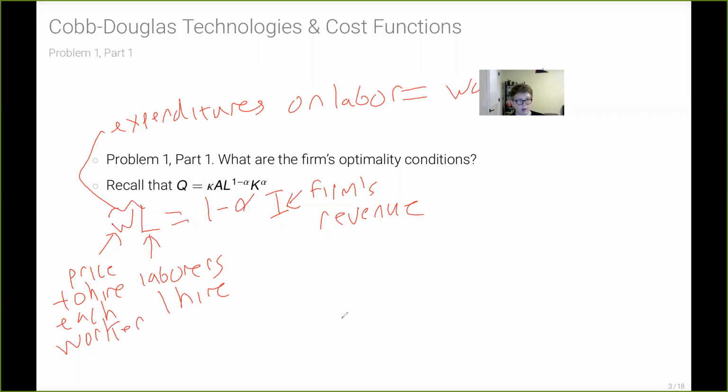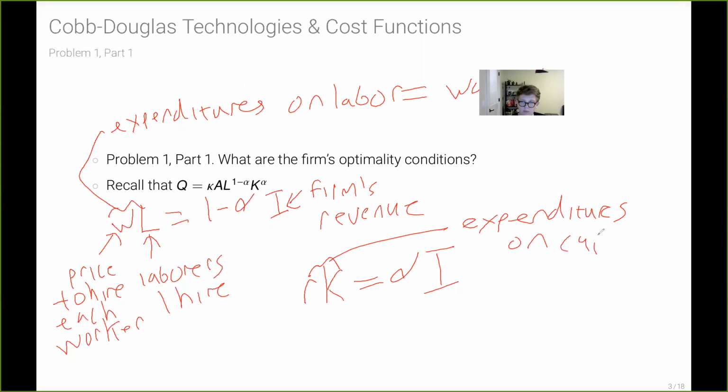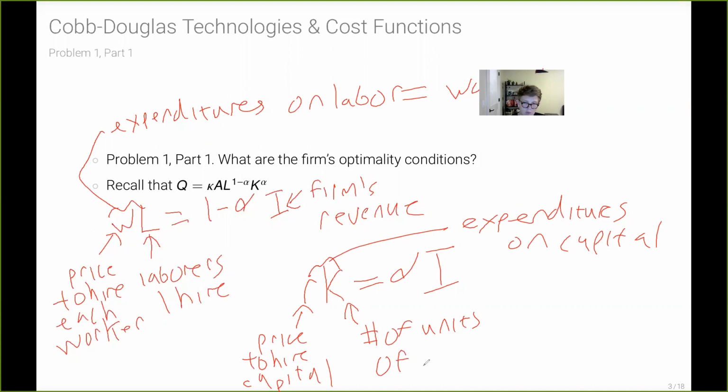Okay, and likewise, what's the amount that I'm going to spend on capital? Well, it's just going to be the remaining alpha of my revenue. So RK, this is the amount that I spend on capital, or the expenditures on capital, is just going to be equal to alpha times my firm's revenue. Again, R is the price to hire capital, and K is just the number of units of capital.